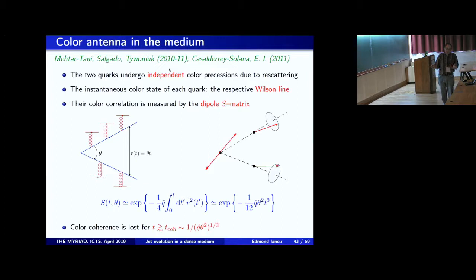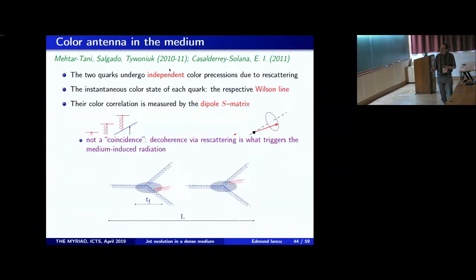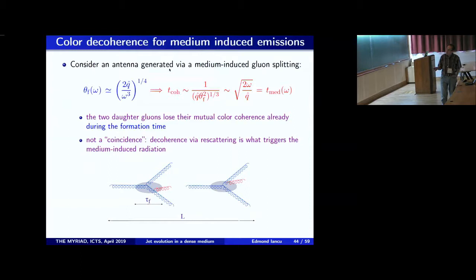So that's the typical value obtained in these papers for the decoherence time, which shows that the antenna loses its color coherence after this time for an antenna with a given theta. Now, if you apply this result to the particular case of the medium-induced radiation, then the theta here is not a generic value like here, but is fixed as the angle at the formation time. And I showed you before what the angle at the formation time was, so you can find the expression. So I just plug this particular angle into the formula for the decoherence time, and I found out that the decoherence time is the same as the formation time.